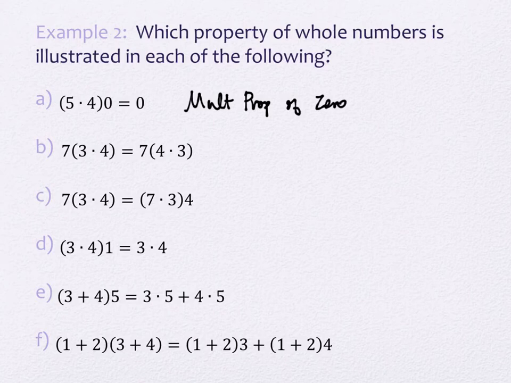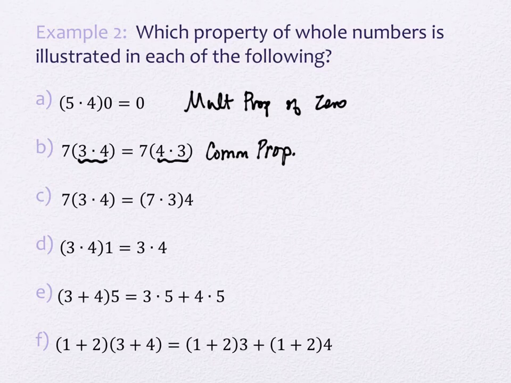How about the second one? Somebody said it. It's commutative. So it's real tempting to see parentheses and think you're doing something with associative. But what's happening is what's inside changes locations, right? I didn't change the values that are inside. I just swapped the orders. The 3 times 4 became 4 times 3. So this is actually the commutative property.